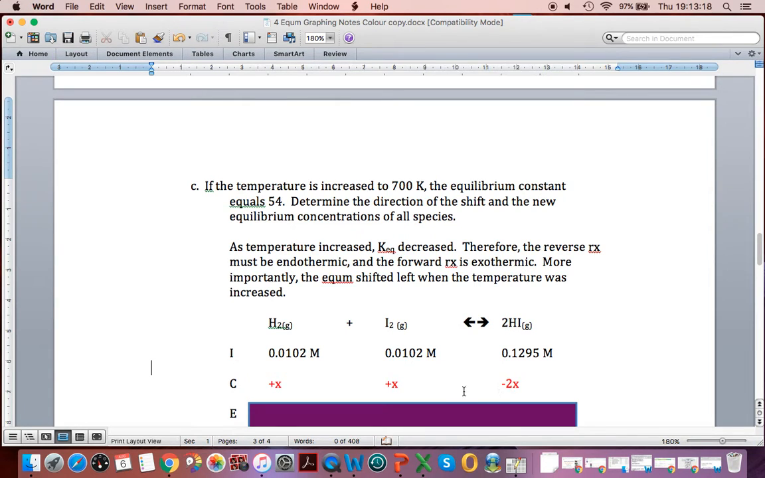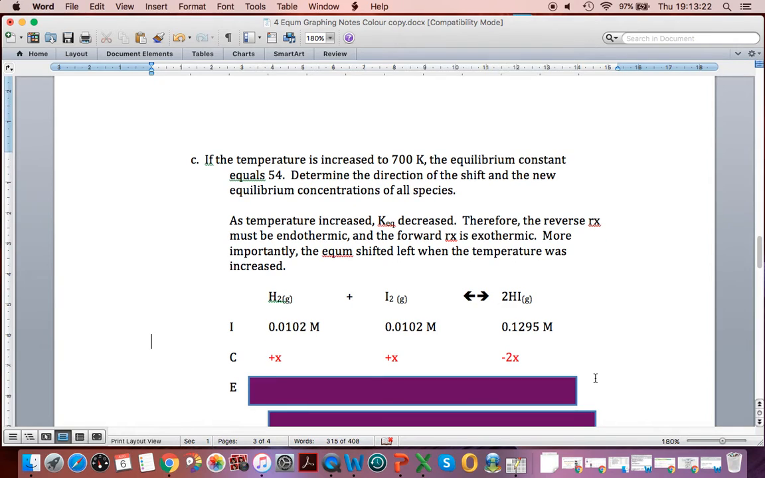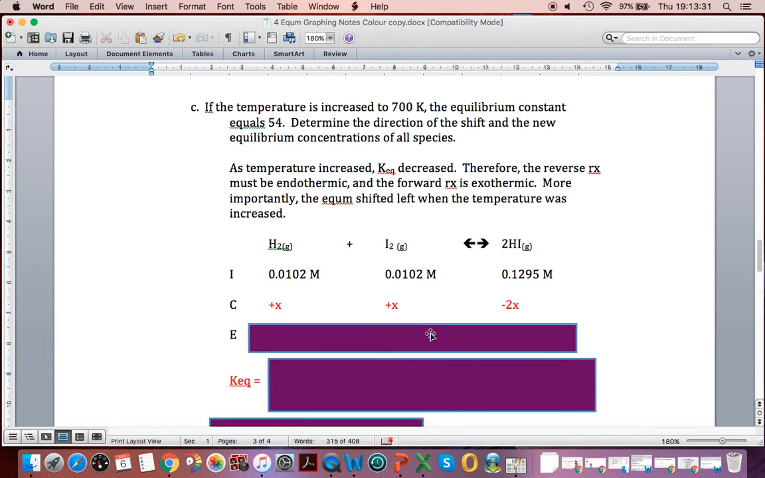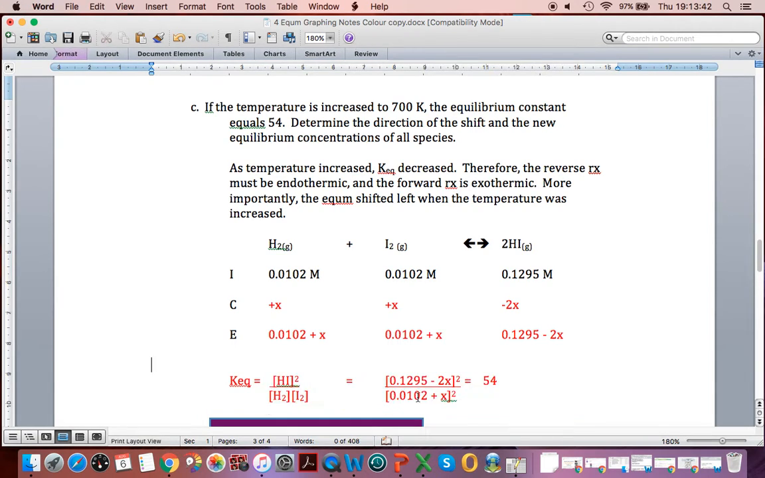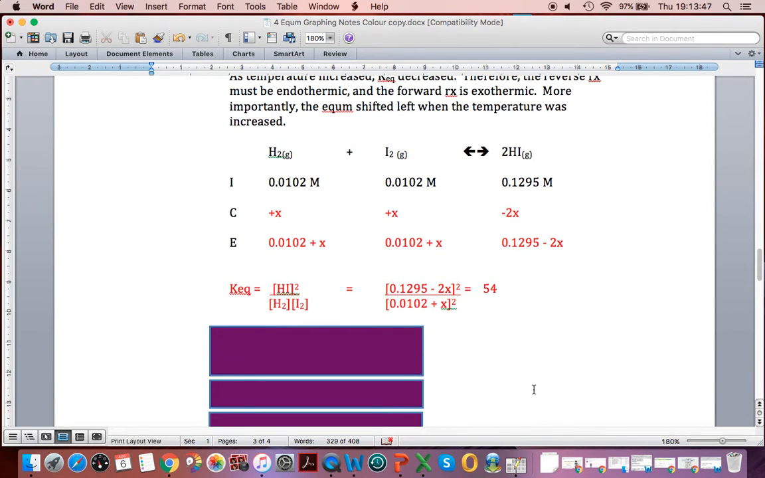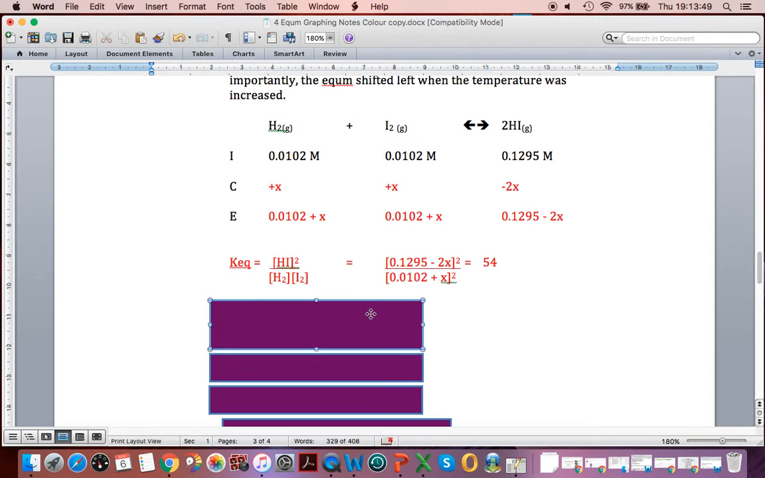And we go boom, since it's gone left, the plus x, and minus 2x. And so what we do see is the reverse reaction was indeed endothermic. The forward reaction was exothermic. We go through the exact same kind of calculations. Boom, boom, boom, boom. Now we write in our KQ expression. That hasn't changed, but our KQ has changed. But once we have this, it's the same setup.